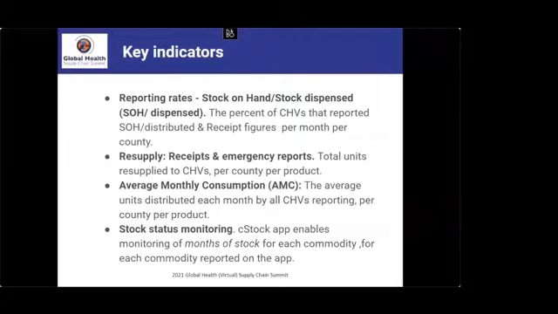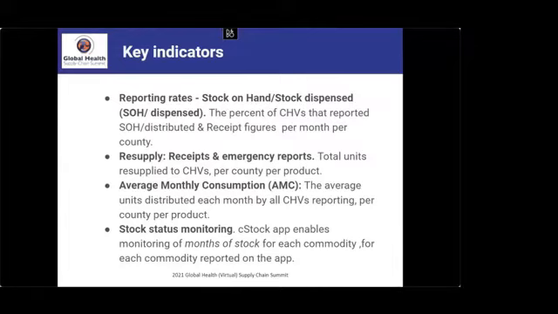So what are some of the key indicators that we've been looking at? One, for the Systock app include reporting rates, where we look at the percentage of CHVs who have submitted reports on their stock on hand, dispensed, and receipt for a particular month per county.